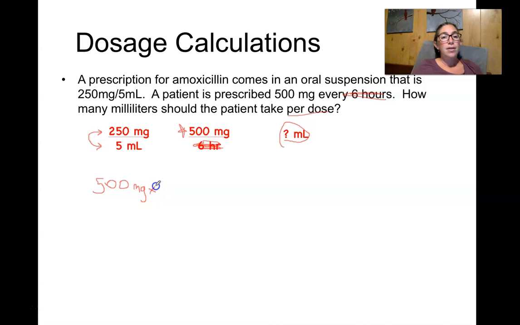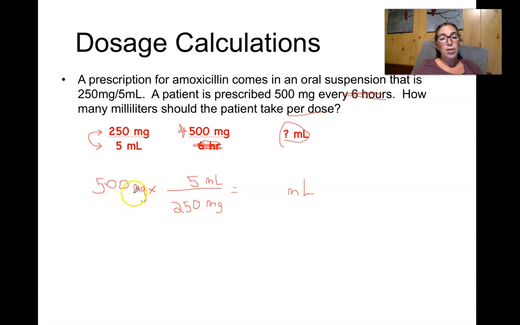times this fraction here that we're going to rearrange because we want milligrams on the bottom to cancel out. And we want milliliters on top because we want our final units to be milliliters. All right, so in this conversion factor here, we've got 5 milliliters and 250 milligrams. So for every 5 milliliters of that amoxicillin suspension, you have 250 milligrams of the drug in it.